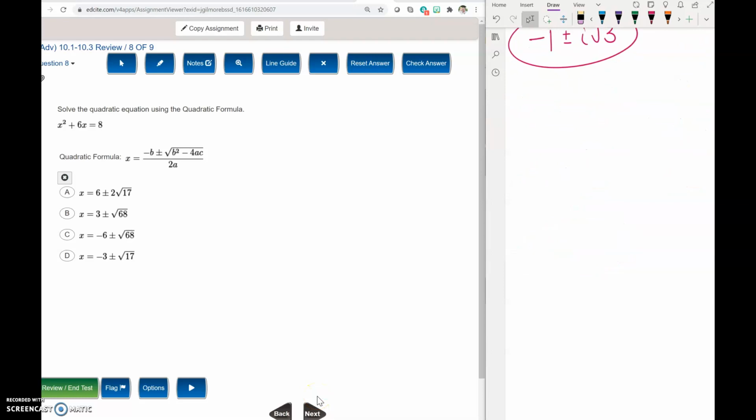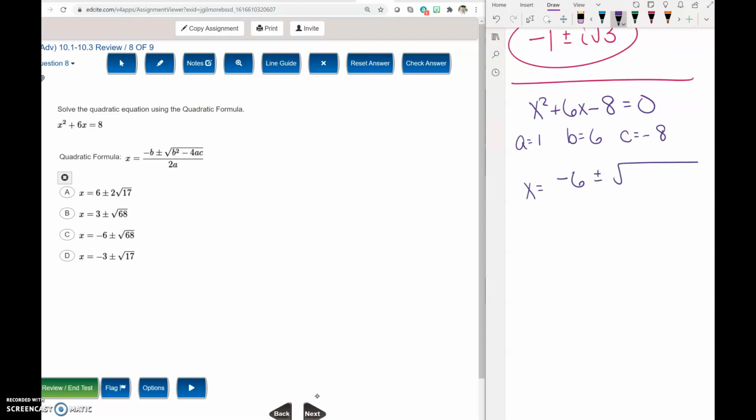Another quadratic formula. This time you would have to rearrange it a little bit. So this is really x squared plus 6x minus 8 equals 0. So our A is 1, our B is 6, and our C is negative 8. x equals opposite of B plus or minus the square root of B squared minus 4AC all over 2A.